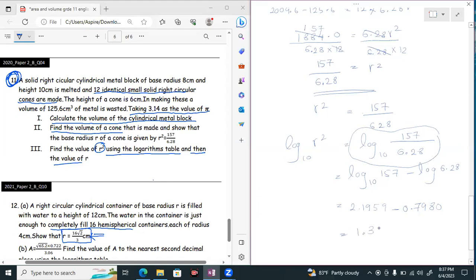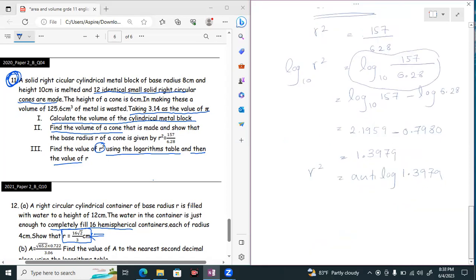It is 1.3979. Then when you find r square, the anti-log of 1.3979 is, it is in the 2500, no? 2500. Then 1 means it is 25, r square. Now to find r, you have to take the square root of 25. Then r equals 5 centimeters.